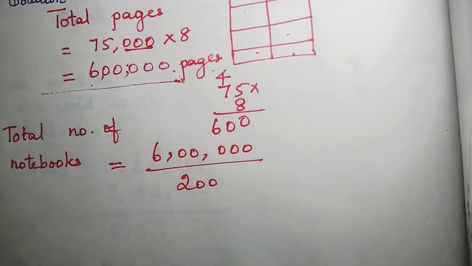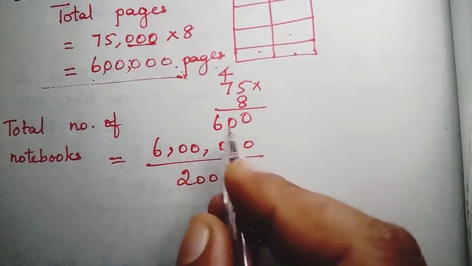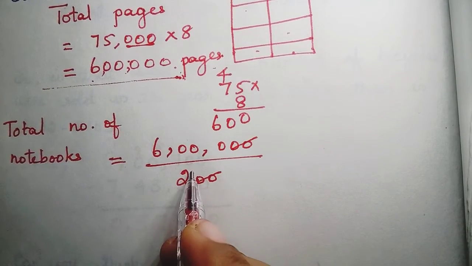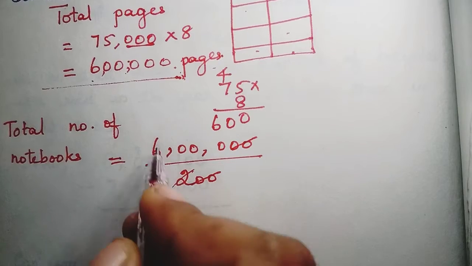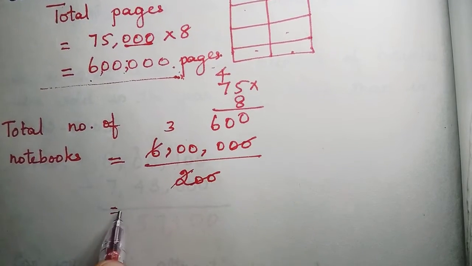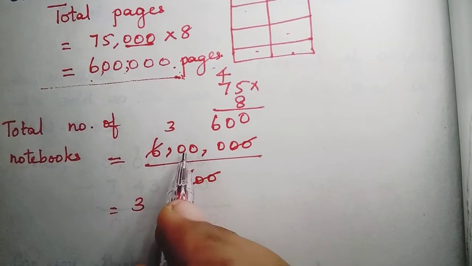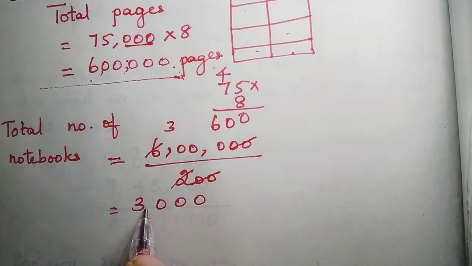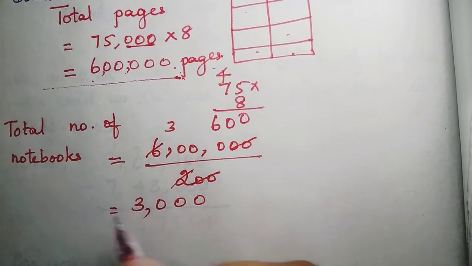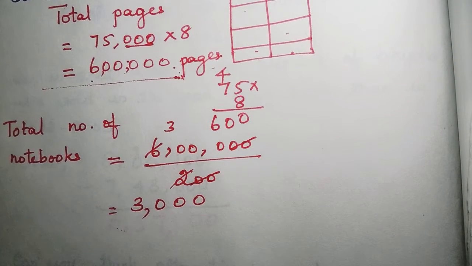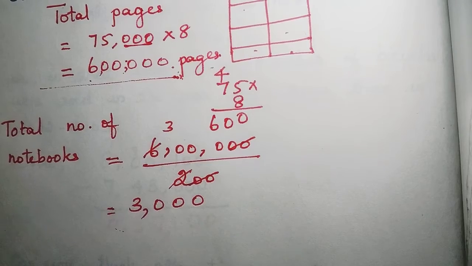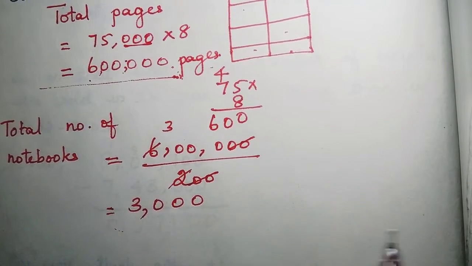How to divide this value by 200? You can easily cancel it out like this. When you cancel this 2 and this 6, you get 3. So the answer is 3. Then how many zeros remaining? 1, 2, 3. So this is 3000. So 3000 notebooks can be made. But this is for revision of division. So we will see how to divide this using our method.